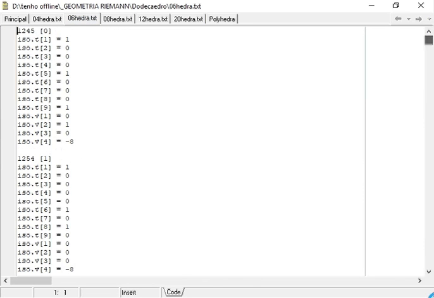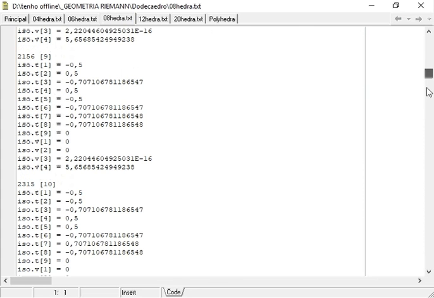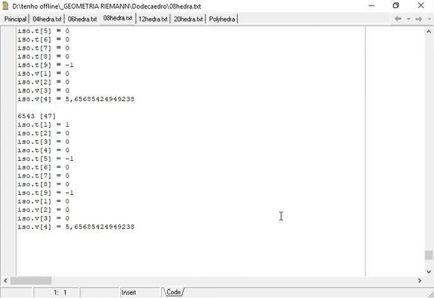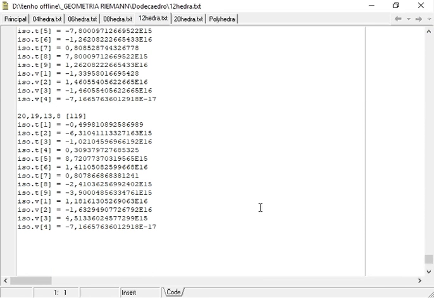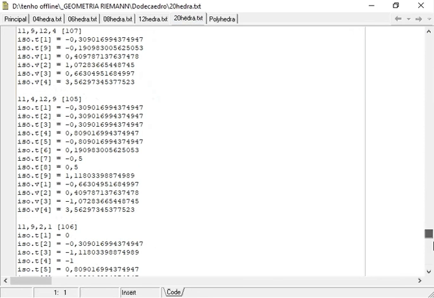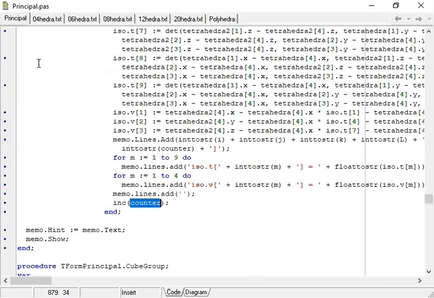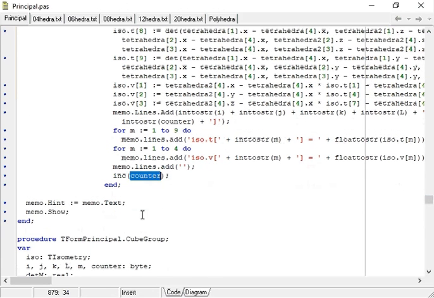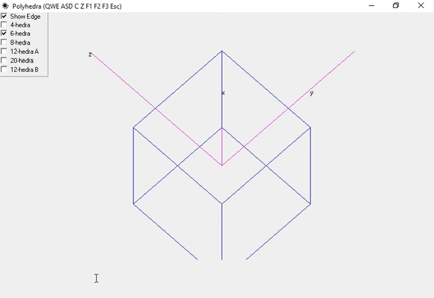And here we go to the six faces. We have 48. For 8 faces, we have 48. For 12 faces we have 120, and for 20 faces we have 120. What should I do now? Show the memo. Let's show. Here is the memo. Here is not the memo.